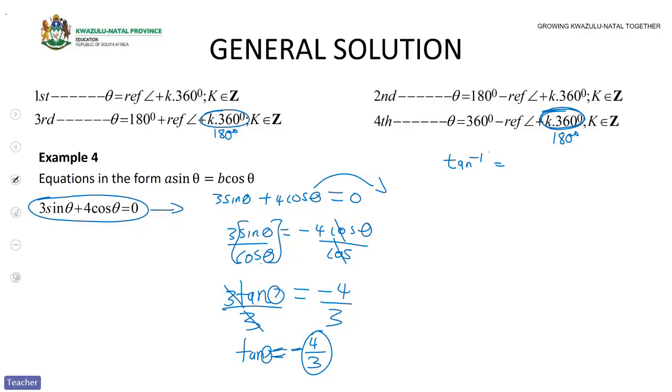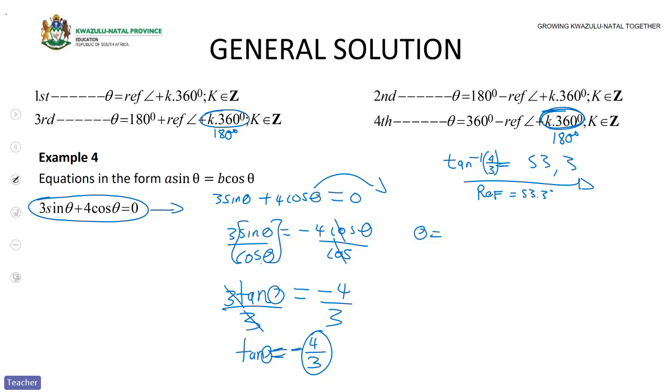You just put 4 over 3, and then you are going to get 53.13. That should be our reference angle. Our reference angle is 53.13 degrees. So if that is our reference angle, then we move to the first quadrant. We know what we need to do in our first quadrant.